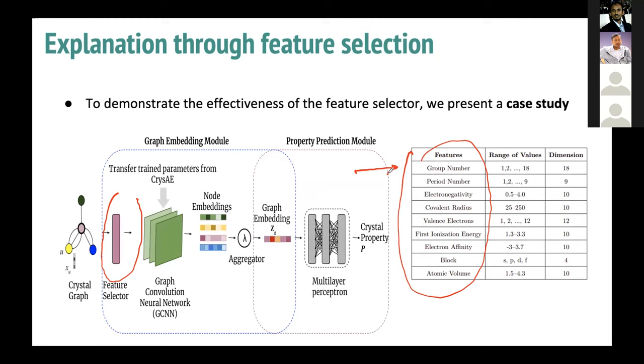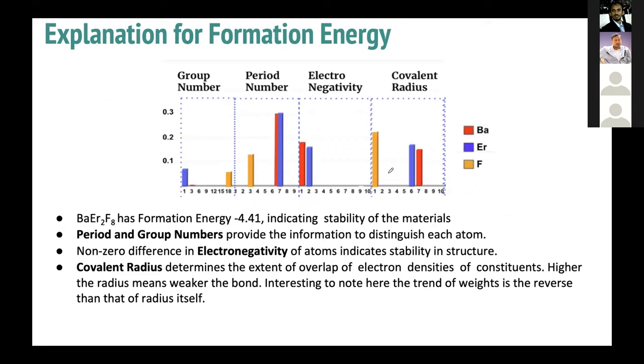And if we take something like this molecule, BaEr2F8, and see the formation energy, our prediction of formation energy is -4.41, which shows that this molecule is stable. And I'm just showing one thing: when we see the electronegativity field, we see the difference is non-zero. The difference between the two elements, Ba and Er, is not zero, which is important for providing stability.